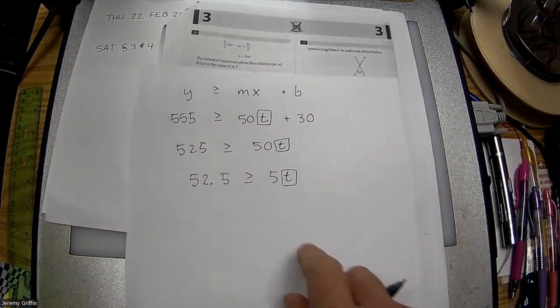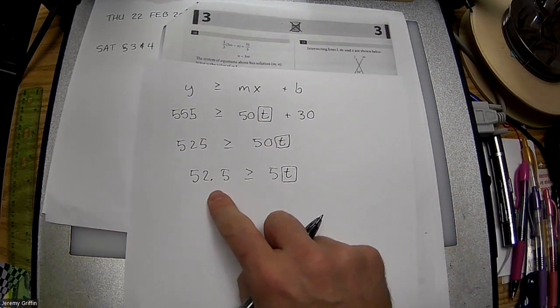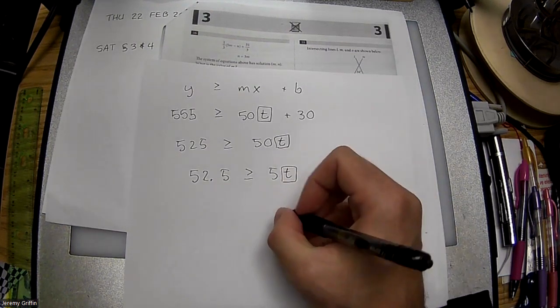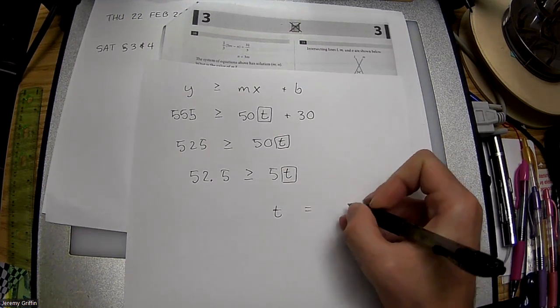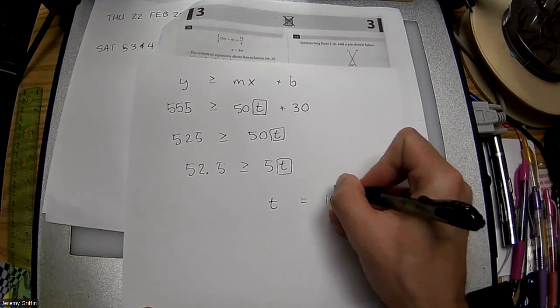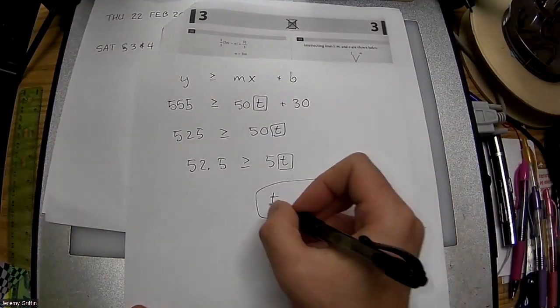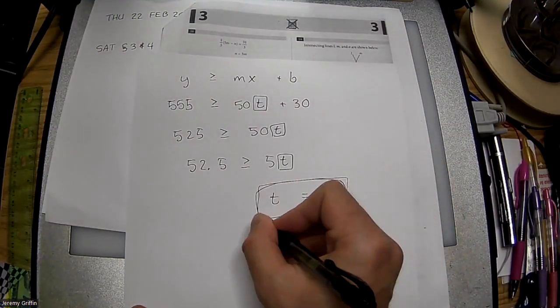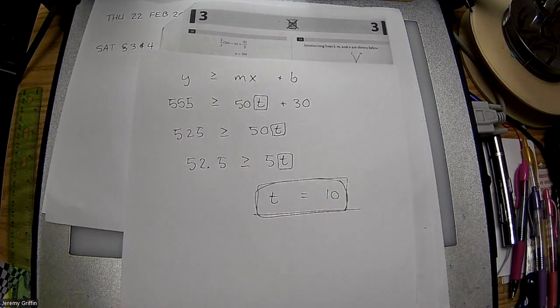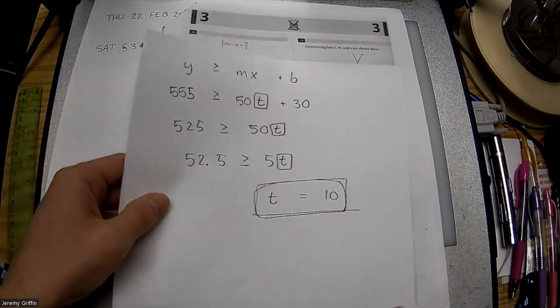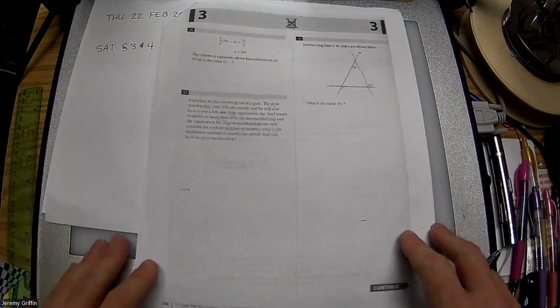Guys, how many times does 5 go into 52? Yeah, 10 and change. So what number is your answer? 10 months. When he's been going to the gym for 10 months, at that point he has a little bit of money left over, but not enough for the next month. So 10 and change, the answer is 10.